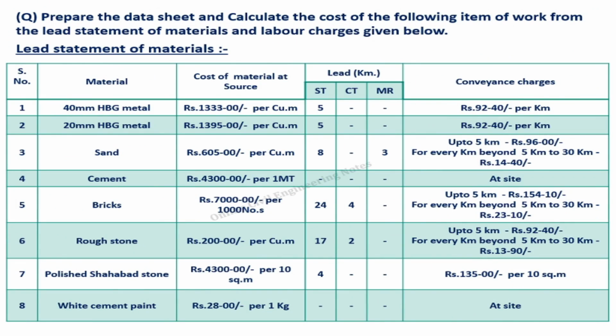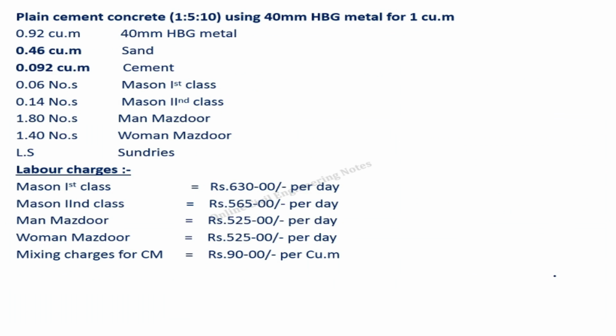Prepare the data sheet and calculate the cost of the following item of work from the lead statement of materials and labor charges given below. So the materials are given and their cost at source and lead conveyance charges given in this table, and PCC 1510 data and labor charges given in this page.